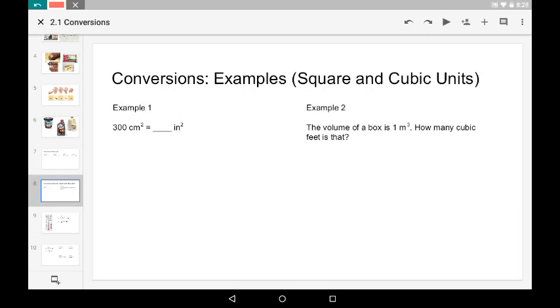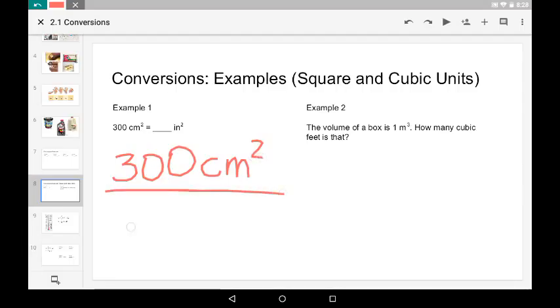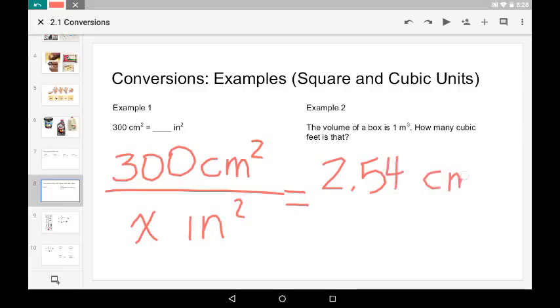So the first example, 300 centimeters squared is equal to how many inches squared? So I'm going to start setting this up just like we've done before. X inches squared. Now if you look on your sheet, you'll find that 1 inch is equal to 2.54 centimeters. So you might be tempted to go 2.54 centimeters over 1 inch.